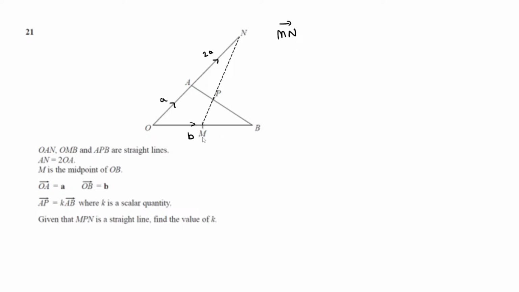Remember they said M was the midpoint, so that's minus a half B, because we're going backwards, and then add 2A. I would rewrite it so you've got A at the front, just so you don't get mixed up: 2A minus half B. Basically, that's that whole line.